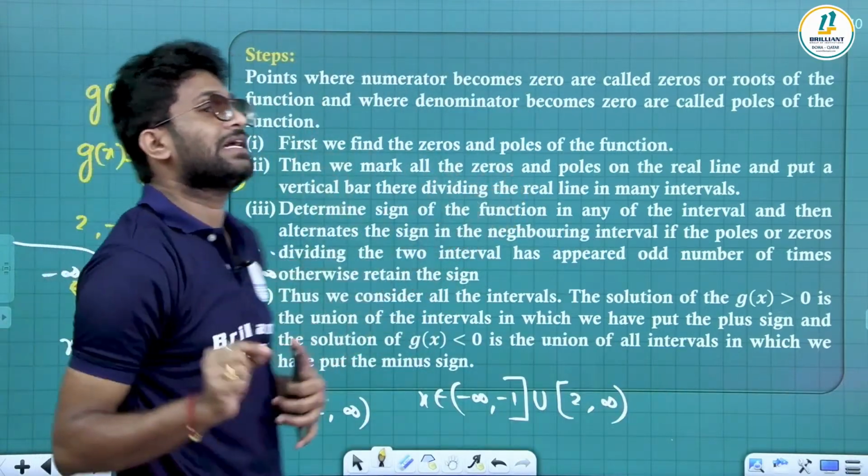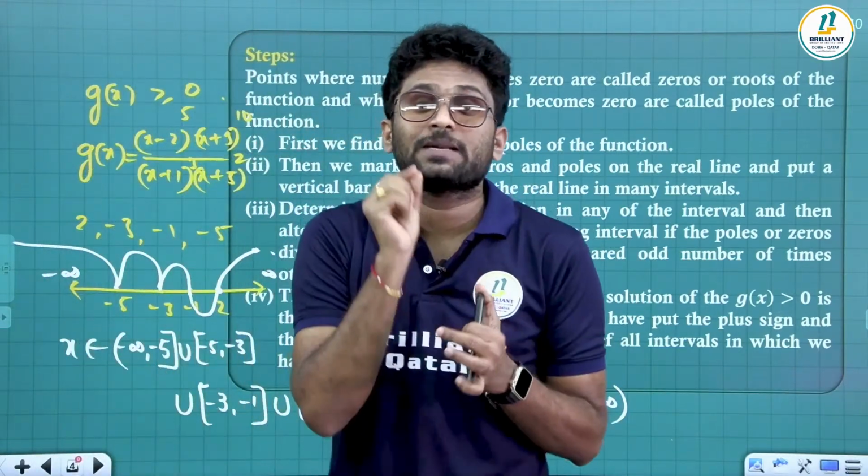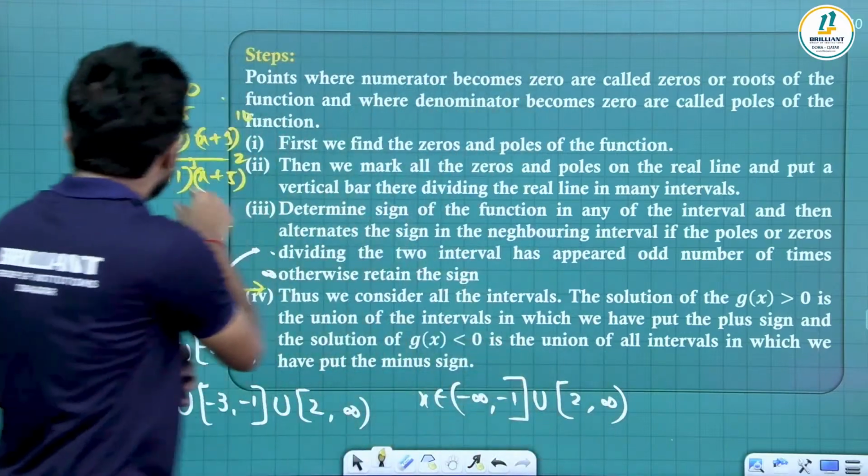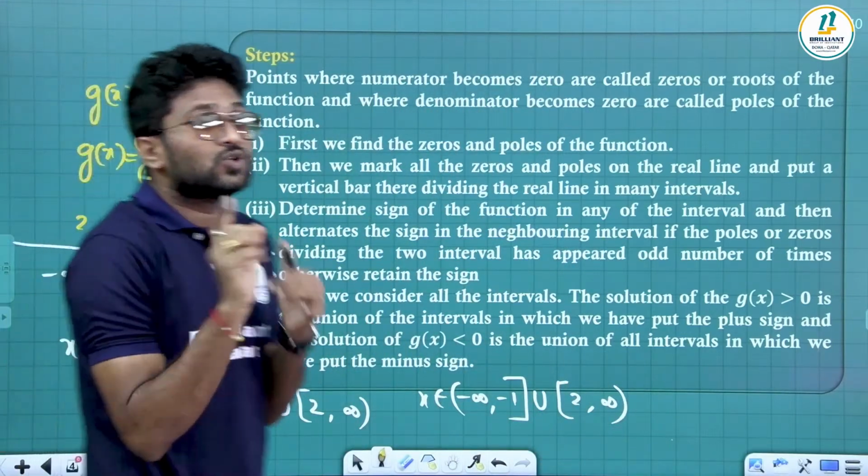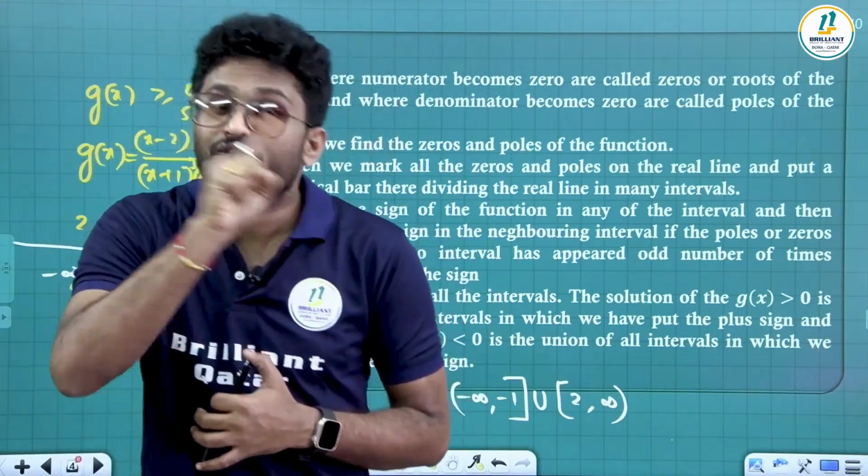Denominator poles shouldn't be included in the solution. That means these -1 and -5, the denominator poles, should never be included in the solution.